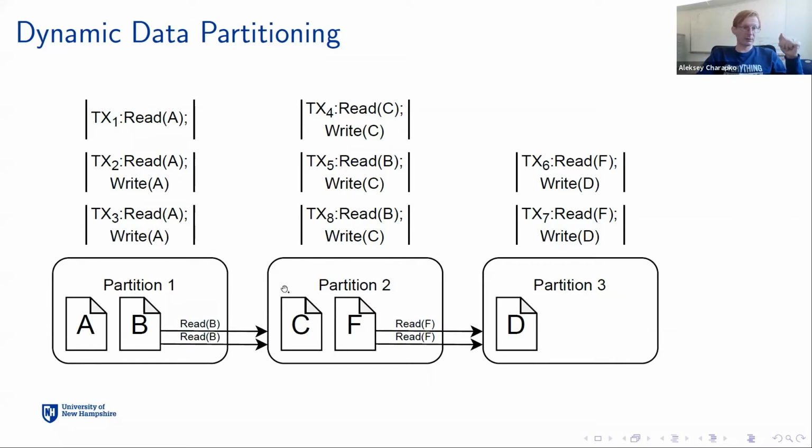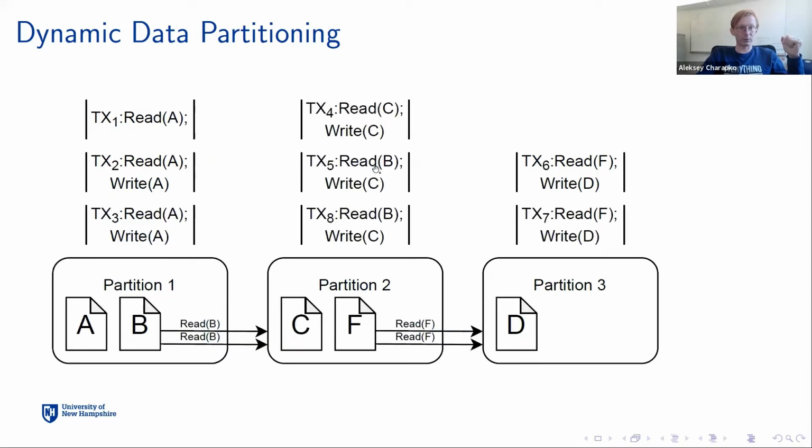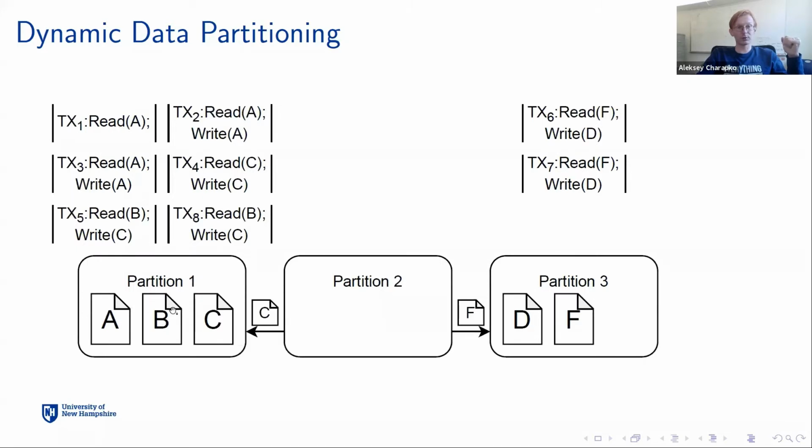So naturally, we can start to think, what Hermes is actually doing is it will try to relocate the data and reshuffle the transactions between the partitions. So we can move the data object C from partition 2 to partition 1. And with that, we can move all of the transactions that used to read B and write C to partition 1, because now it will have both objects B and C. So we moved the data, we moved all of these transactions, and now we have all of these transactions local.